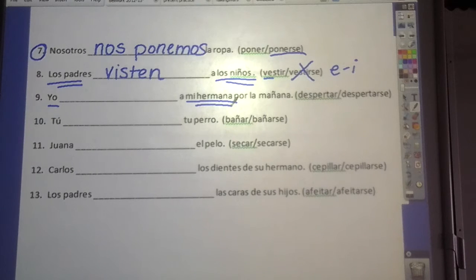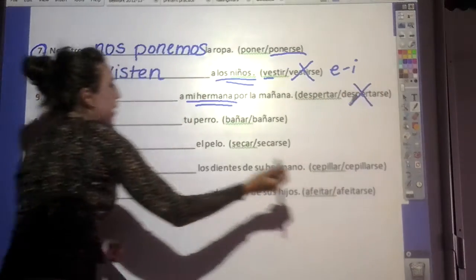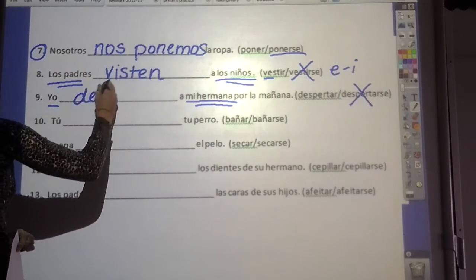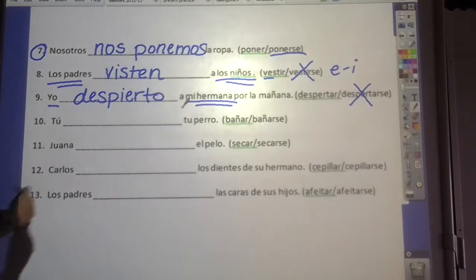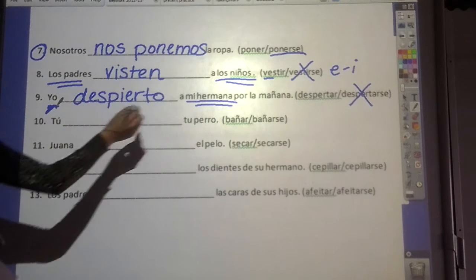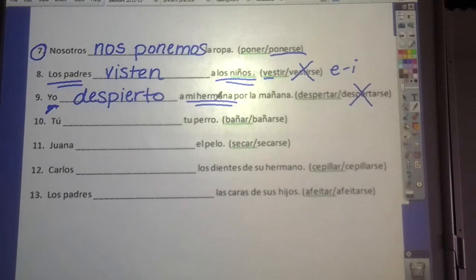I am not waking myself up. So it's not reflecting back on me. It cannot be reflexive. And so we end up with despierto. Because I'm doing the action, but it's not happening back on me. It's happening to my sister. So I wake up my sister in the morning. Go ahead and try numbers 10 through 13. Pause for a second if you need to, and we will talk about those in a few minutes.